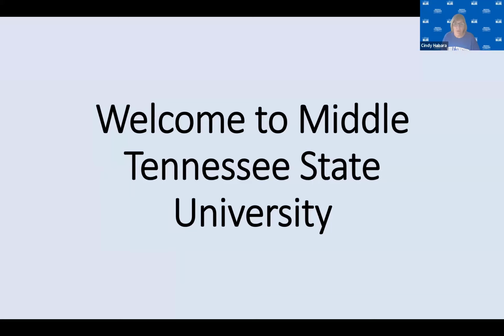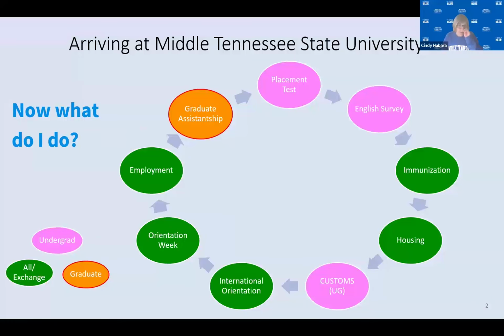All right, so we're going to start with this slide. This is the one I've tried to create to guide you on what you need to do. Everything in pink is for all of our undergraduate students. Anything in orange is for the graduate students. If it's in green, it's for everyone to do. So there are some things that the grads do not need to do, and there are things that everyone needs to do.